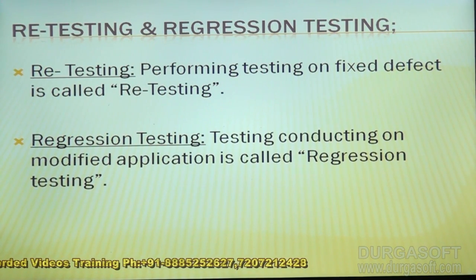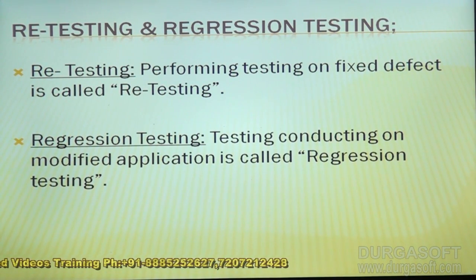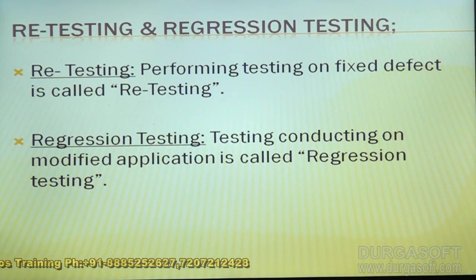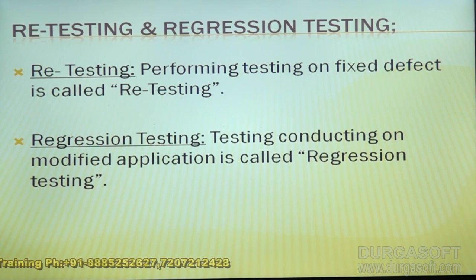Then team, regression testing and retesting. What is regression testing? What is retesting? So retesting is performing testing on a fixed defect, that is called retesting. So we are going to perform testing on the fixed defect. Say there is a defect and it has been raised by us.